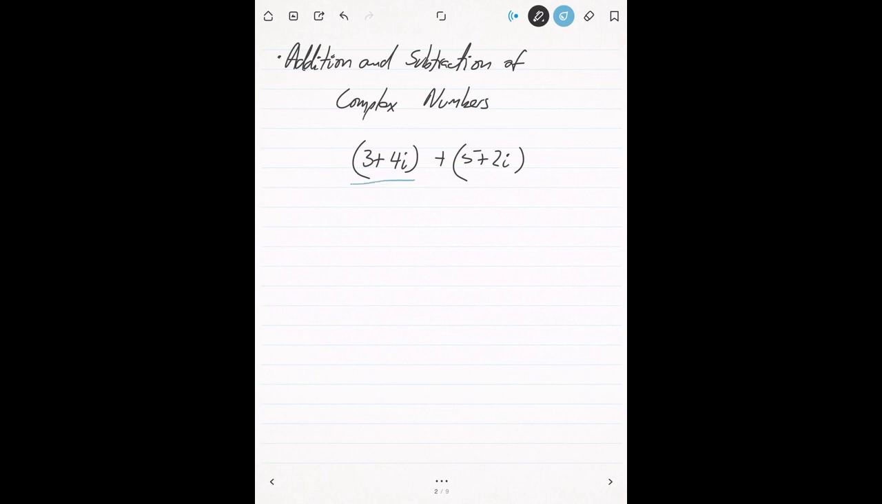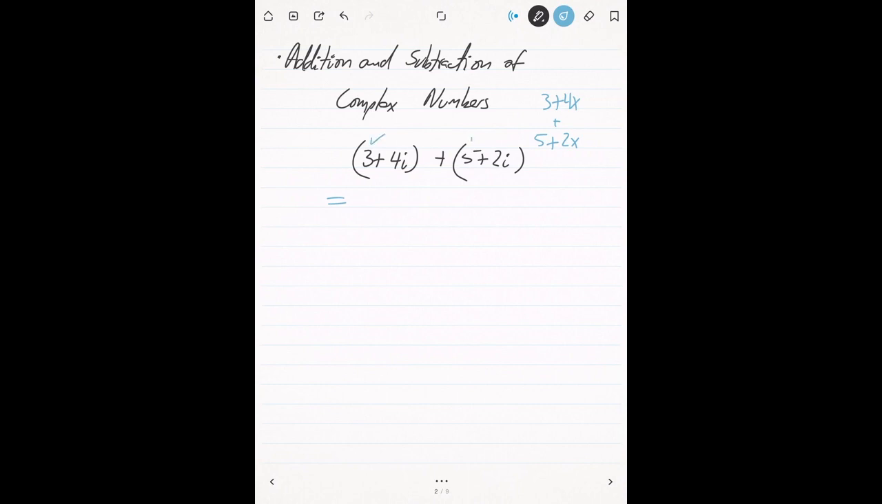Here are two complex numbers. 3 plus 4i is one number. 5 plus 2i is the second number. We have to go and add these two things together. Very similar to when you would add 3 plus 4x and 5 plus 2x, we would combine the like terms. Similar in this situation, we're going to add the like components together.